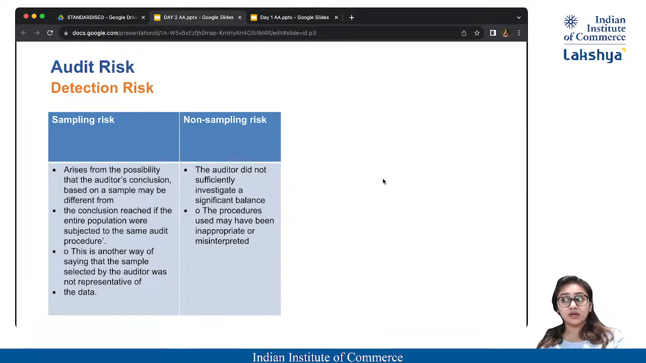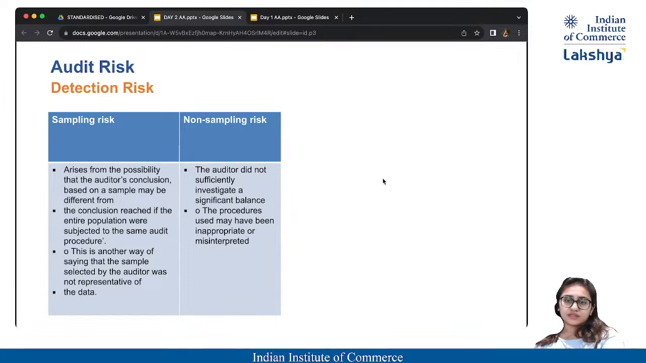For example, maybe from the 8th grade, I chose a group of girls who are very simple and well-behaved. But the other girls were the ones who were coloring their nails. So my sample selection was wrong. That is sampling risk. I repeat, what is sampling risk? The conclusion that is reached from checking a sample is different from the conclusion that would have been reached if the entire population was tested. That means my sample was not a representative of the population. So that is sampling risk.